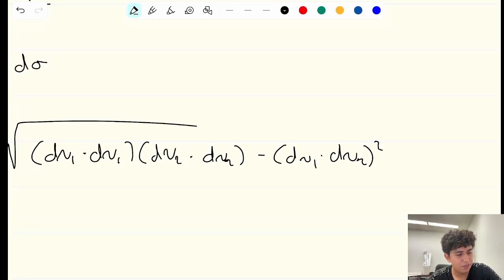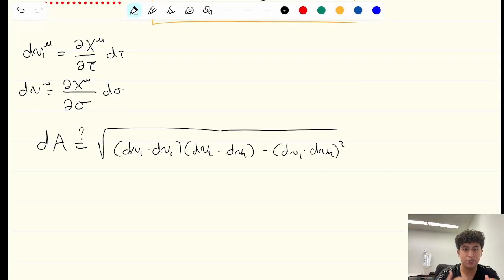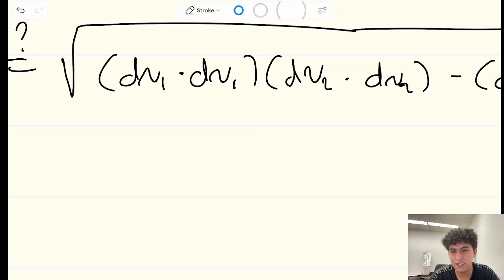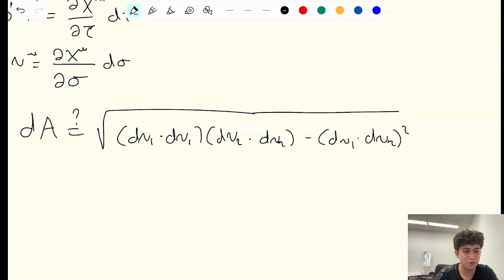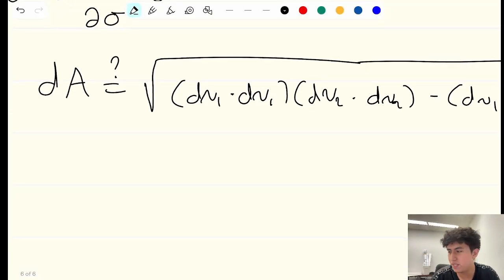Instead of being this expression, as we had before for the surface that was just in space, we're going to get a minus sign inside the square root. And we're going to justify why. Essentially, this quantity is always going to be negative right now. So if we invert it, it's always going to be positive, and that's what we want for the area.